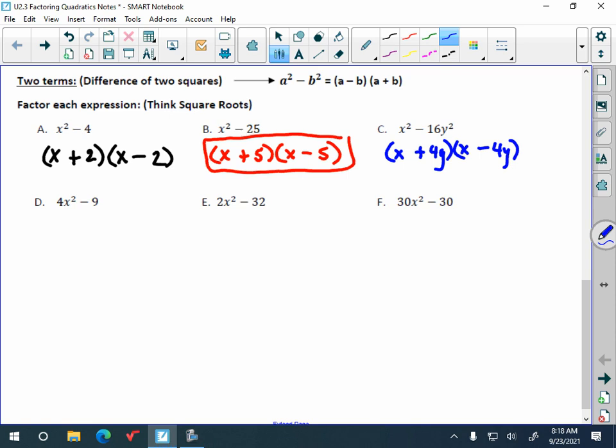All right, D. Both of these are perfect squares with a minus sign. So how do we break up 4x squared? What's it going to be? 2x, good. So 2x and 2x. And then we can break up 9 as what? 3 and 3, right. The square root of 9 is 3.